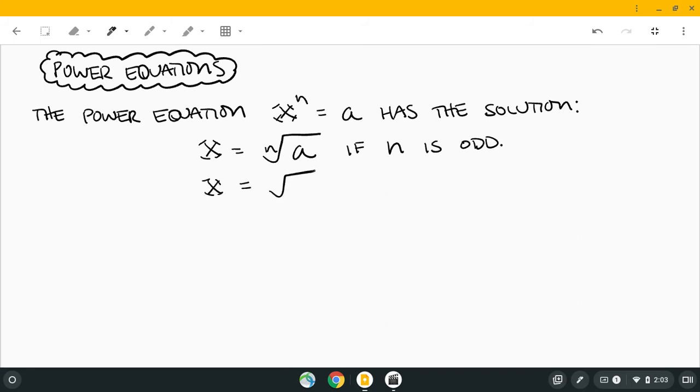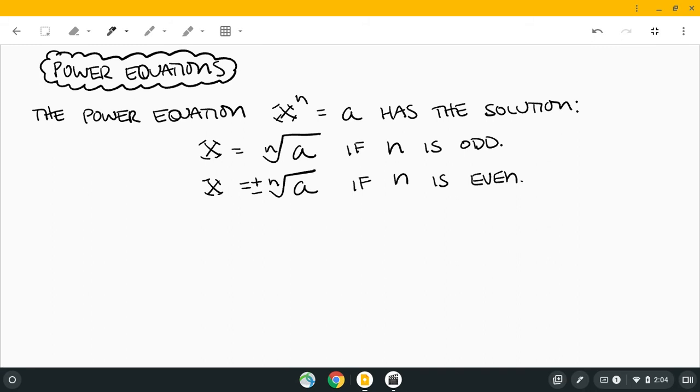if n is even, when you take that even root, you're going to actually have two answers, plus minus. So if n is even, like if you're taking the square root, you'll do plus minus the square root. If you're doing the fourth root, you'll do plus minus the fourth root, etc. But if it's a cube root, that's odd, so you're not going to do plus minus. You'll only have the one answer.